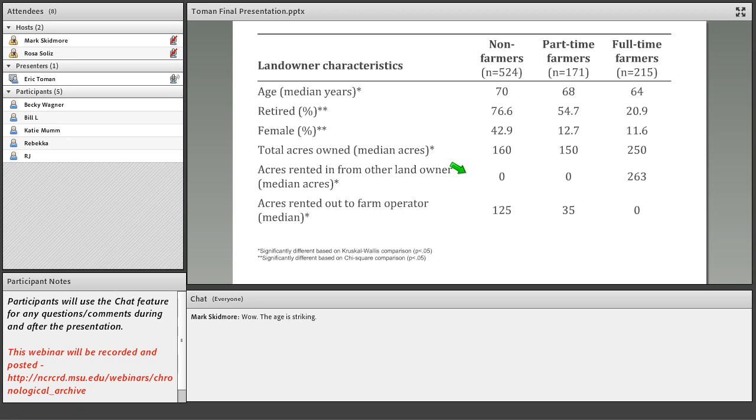But as you can see, looking across these different systems, this is the median acres that full-time farmers tended to rent in. So this is land they were operating that they didn't own, but were paying a rental fee on. Whereas among non-farmers, this is the amount of land they were more likely to rent out. The median was 125 acres rented out by the non-farmers, and less, but still a positive number among part-time farmers, whereas full-time farmers were unlikely to be renting out land, at least at the median level.